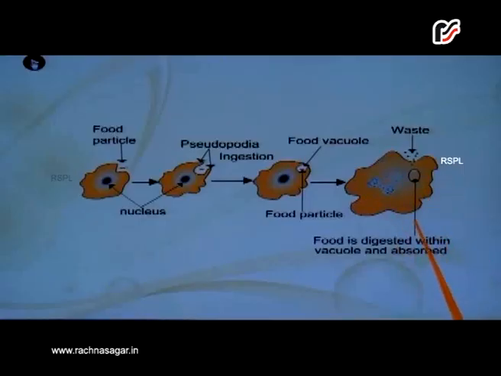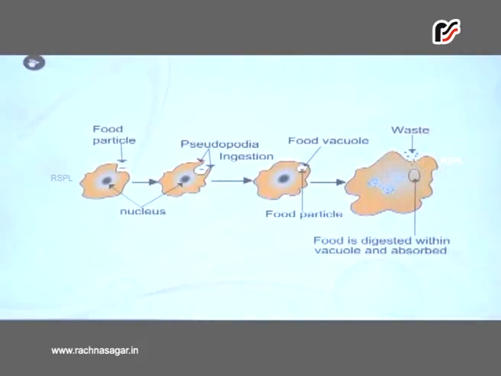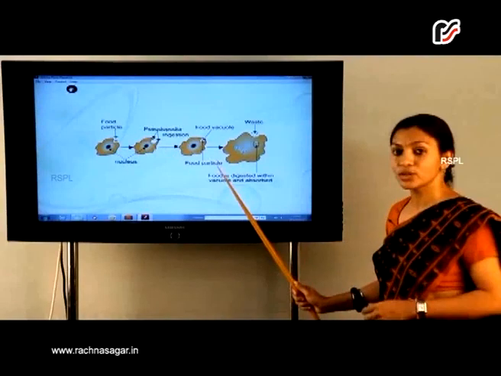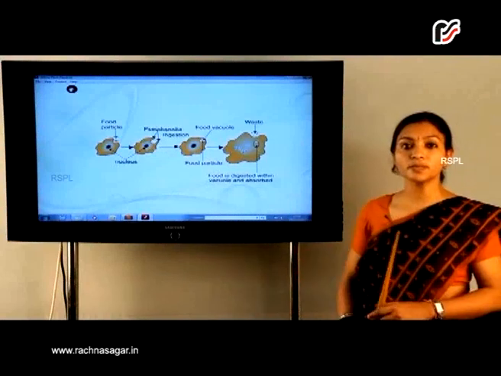It diffuses out into the cytoplasm for utilization, and then the leftover waste material, which is still complex, cannot be utilized, is thrown out through the cell membrane. Here we can see the waste particles moving out through the cell membrane. This movement of waste is known as egestion. So all the steps of holozoic nutrition are carried out by the single-celled creature known as amoeba.